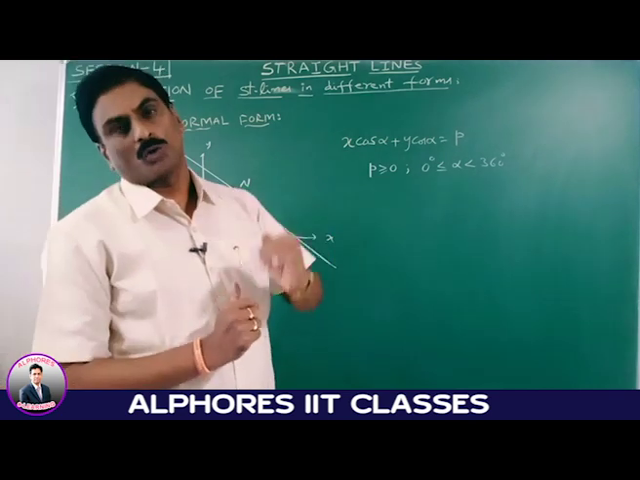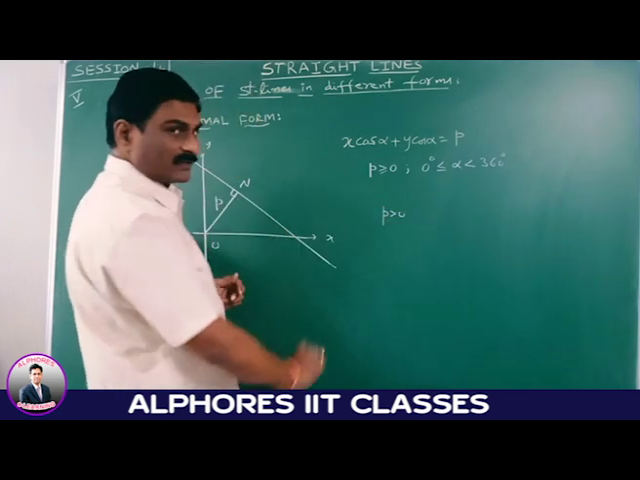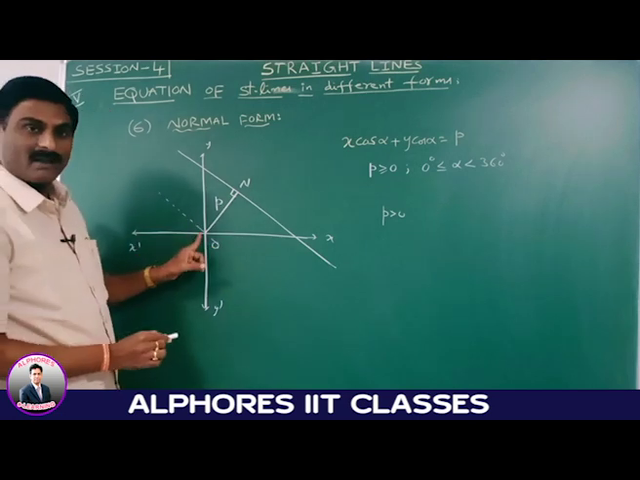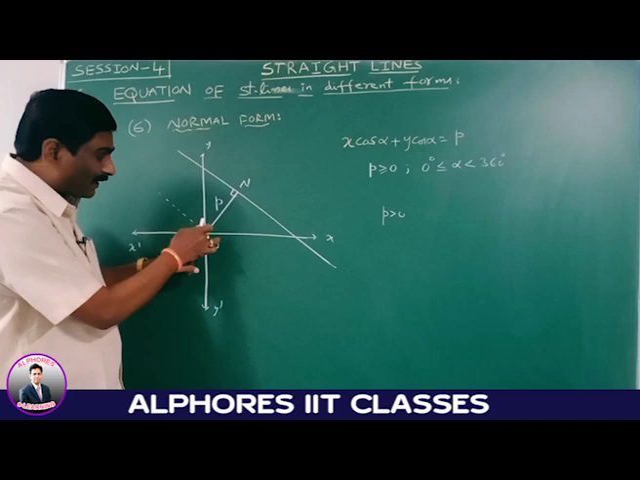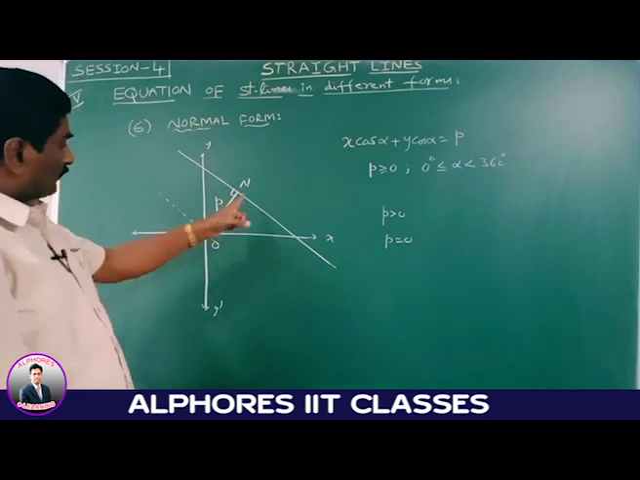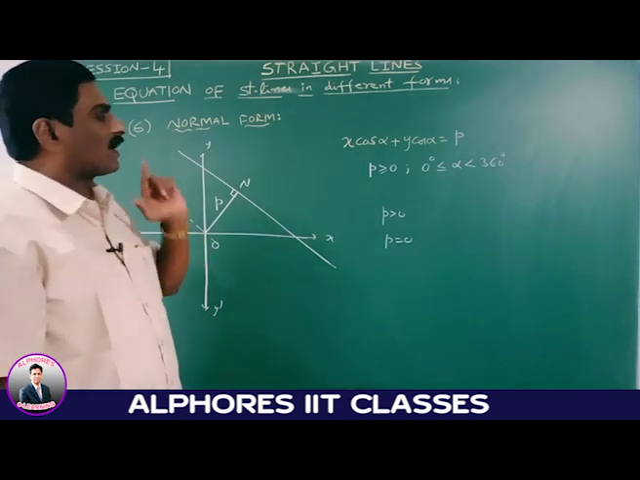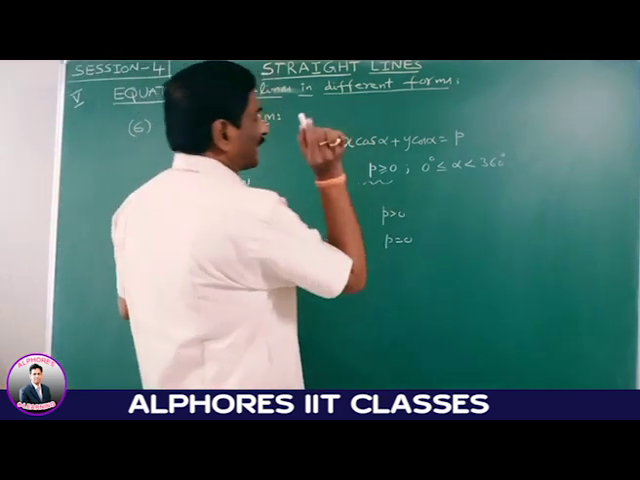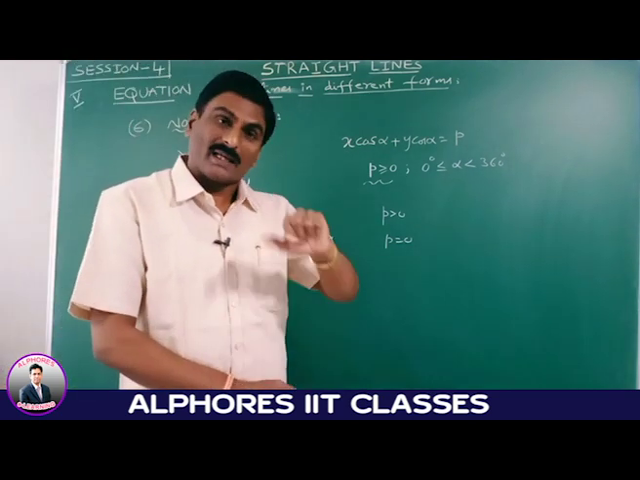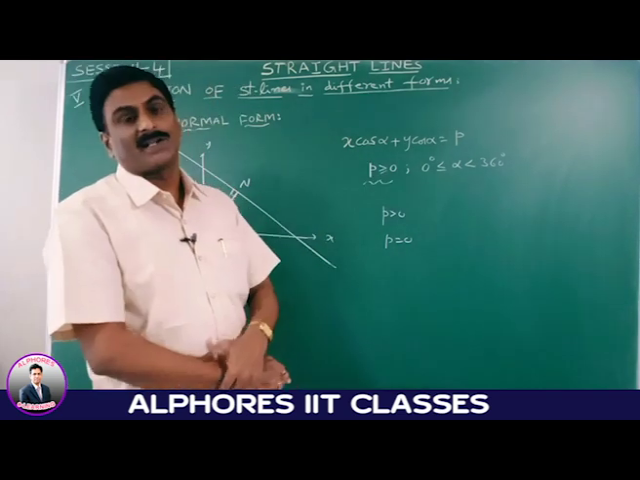Distance is always a positive quantity. So p is always greater than 0. Suppose this line passes through origin, then what is the value of p? The origin lies on the line, so p is automatically equal to 0. If the line passes through origin, then p is equal to 0. If the line does not pass through origin, then p is always greater than 0. That means p is always greater than or equal to 0. If p is equal to 0, the line passes through origin. If p is greater than 0, then the line does not pass through origin. This is the range of the perpendicular distance p.